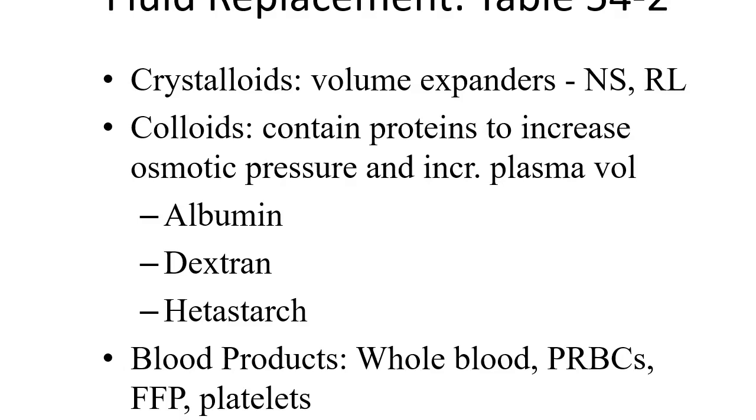So that's why you'll see lactated Ringer's a lot in patients who are at risk for or are going into shock. Colloids contain proteins that act by osmotic pressure, pulling fluid back into the intravascular space. So albumin, dextran, hetastarch all increase plasma volume by pulling fluid back into the intravascular space. And then obviously if a patient has a massive blood loss, we're going to give things like whole blood, packed red blood cells, fresh frozen plasma, platelets, that sort of thing. So hypovolemic shock is there's not enough blood to be pumped around the body.